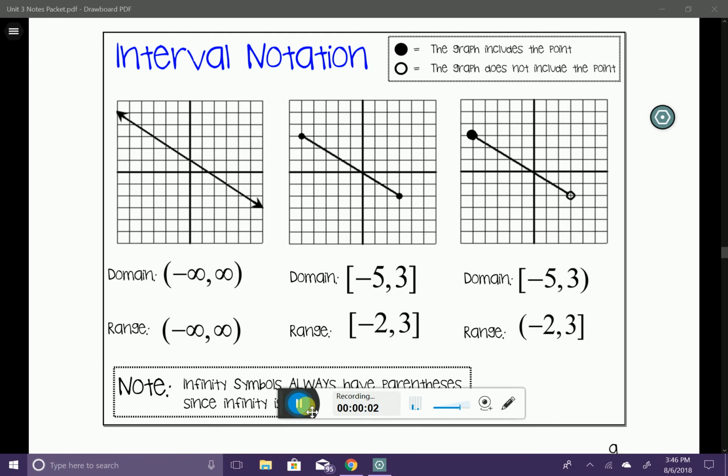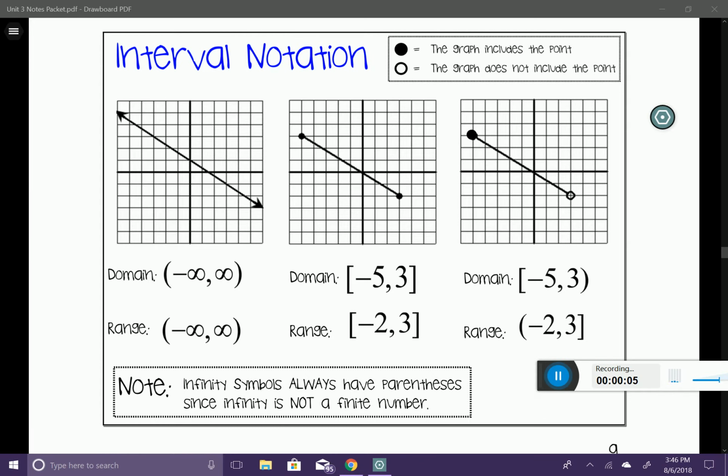Okay, in this lesson today, we're going to talk about interval notation. Up to this point in time, we've only discussed set builder notation and roster form. This is another notation that we're going to be using throughout the school year.